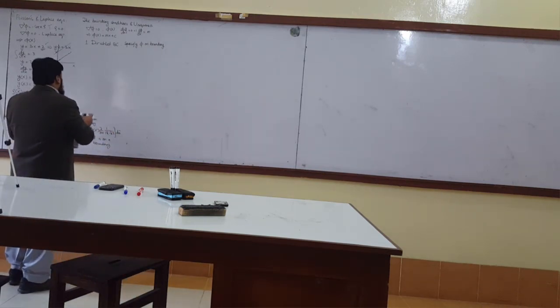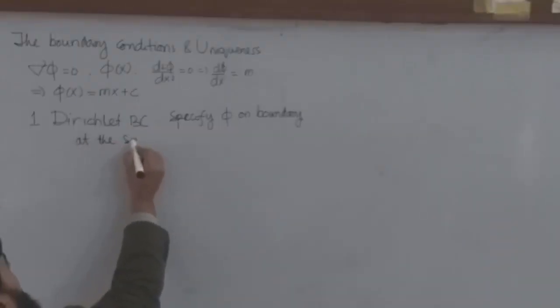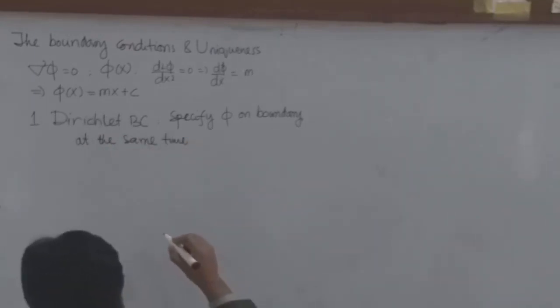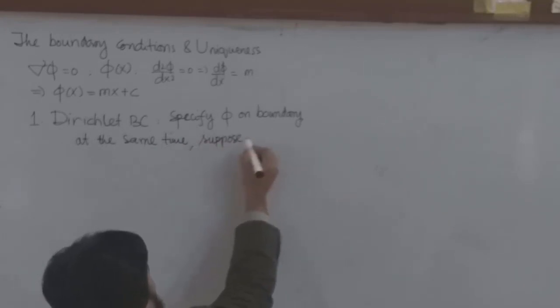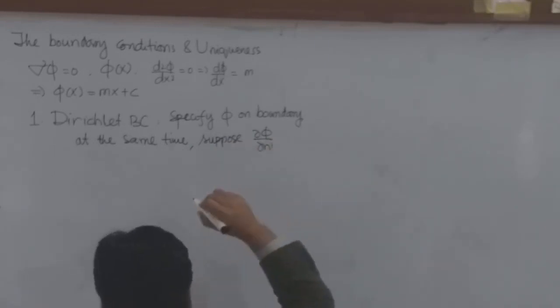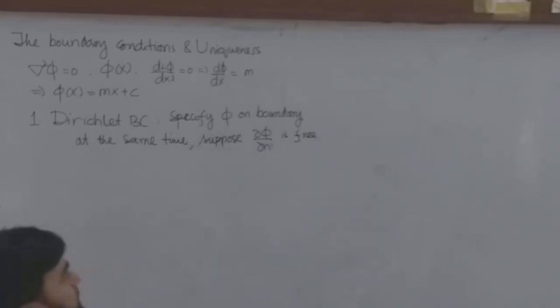At the same time, you will have to suppose that the normal derivative, curly phi by curly n prime, is free. This one you are not restricted on. Like the potential you have fixed, while the electric field is free. When we fix the electric field, the potential will be free.